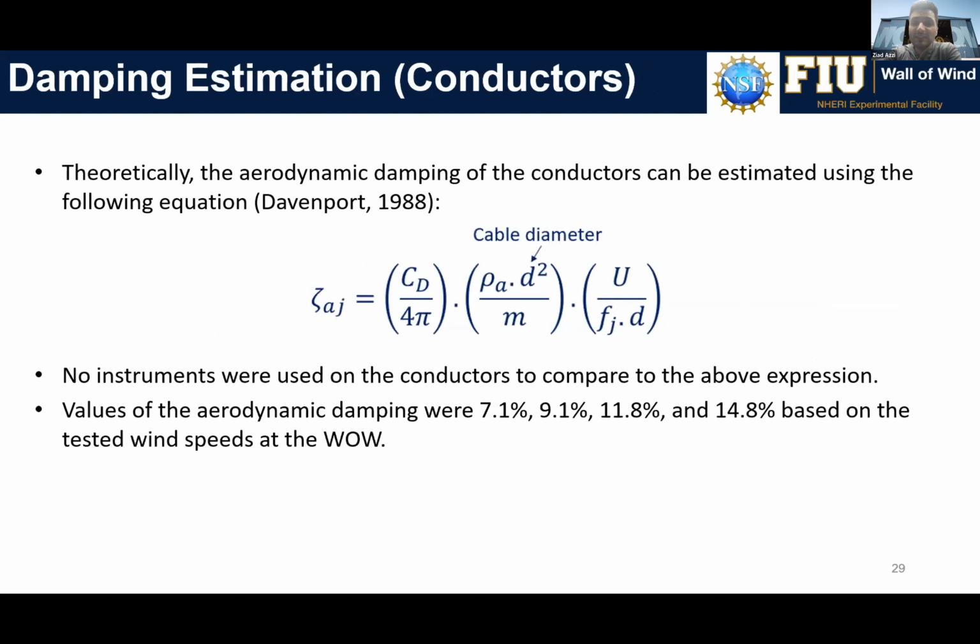For the damping estimation of the cables, we used the theoretical equation developed by Davenport in 1988, which links the mass, the wind speed, the mode shape, the diameter of the cable, as well as the drag coefficient. No instruments were used on the conductors to compare the above expression in terms of experimental values. Values of the aerodynamic damping were obtained to be 7.1, 9.1, 11.8, and 14.8%, depending on the tested wind speed at the Wall of Wind.